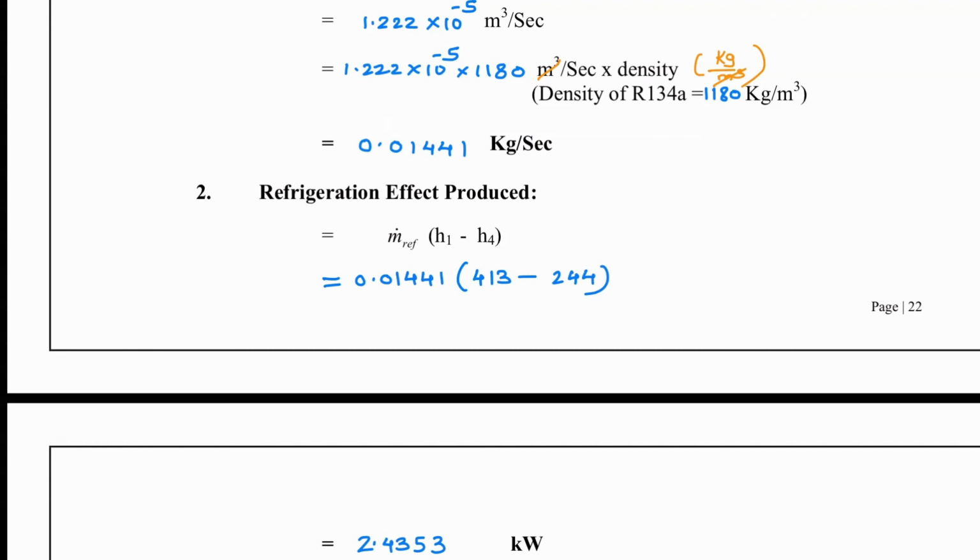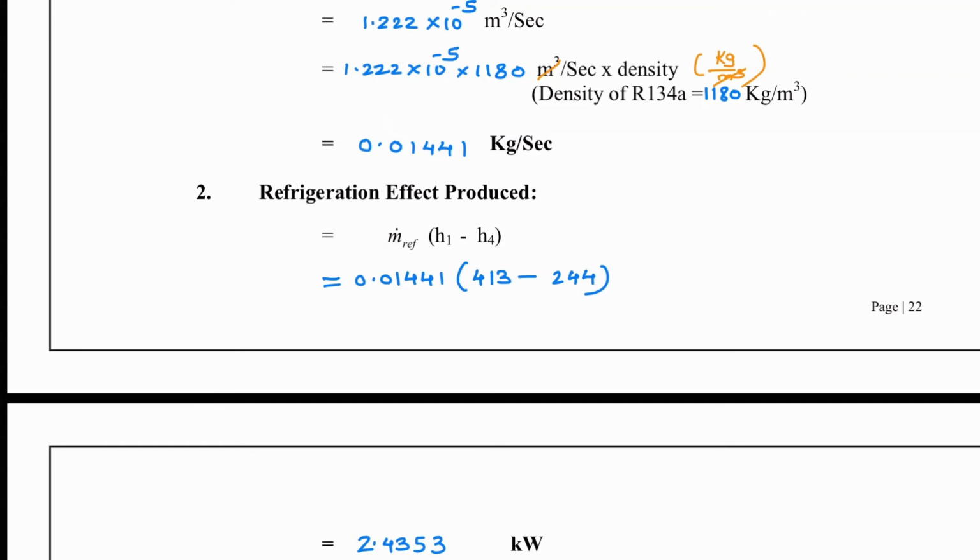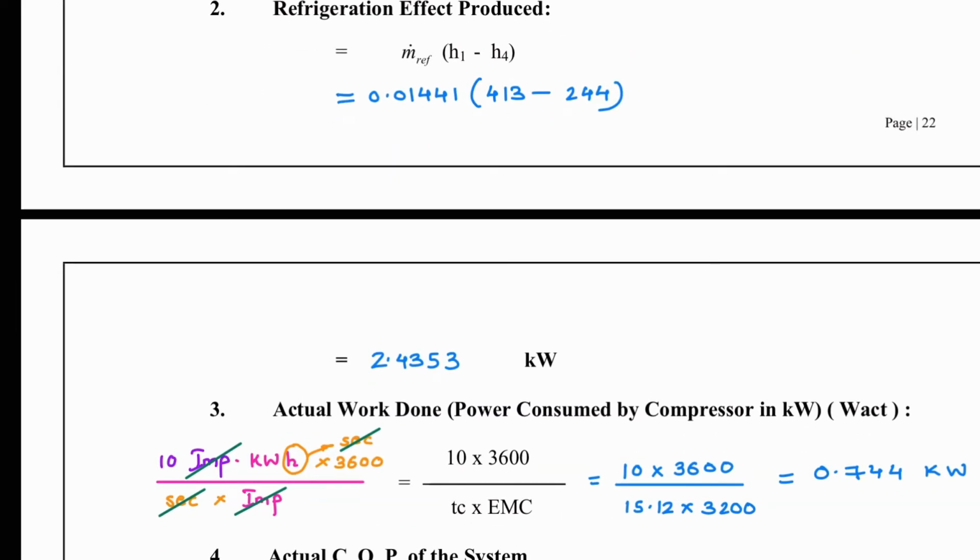Now here you can see we have calculated the refrigeration effect produced. What will that be? The refrigerating effect is the heat taken from 4 to 1, in the diagram. The higher enthalpy is H1 and the lower enthalpy is H4. So it is mass of refrigerant into H1 minus H4. The mass of refrigerant we have calculated over here, and from the pH chart substitute the values of H1 and H4. So from here you will get the refrigerating effect produced.